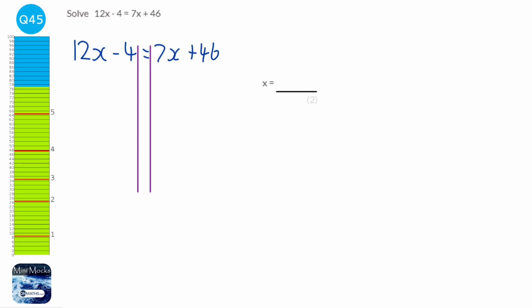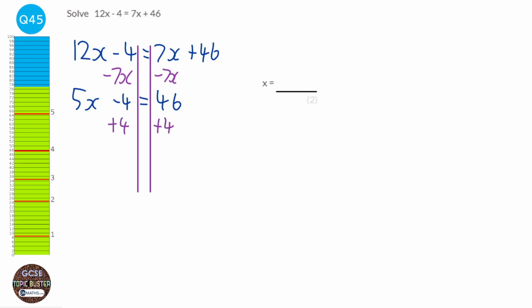So we've got our lines in, and we're going to take away 7x both sides. And so 12x take away 7x is 5x. And the 7x is gone, so it's just equals 46. Then we've got the minus 4 to get rid of, so we're going to add 4 both sides. And then we've got this times 5 here, so we're going to divide by 5 both sides. So we've got x equals 50 divided by 5, which is 10.